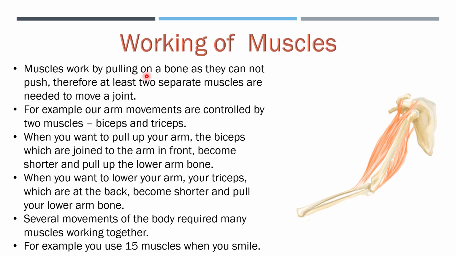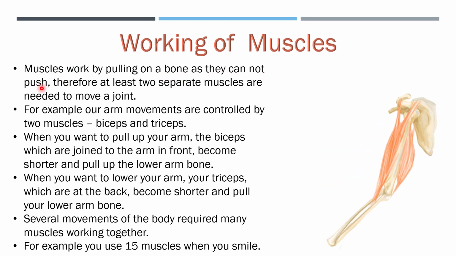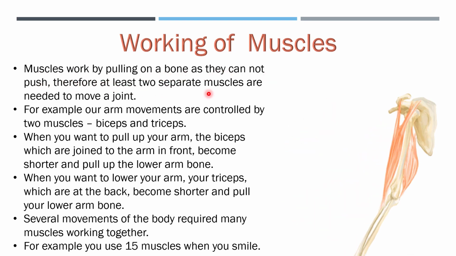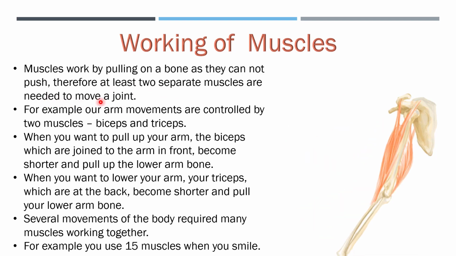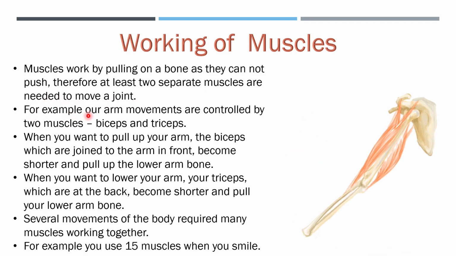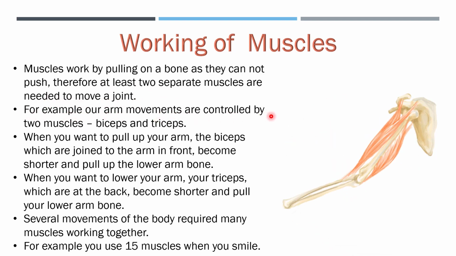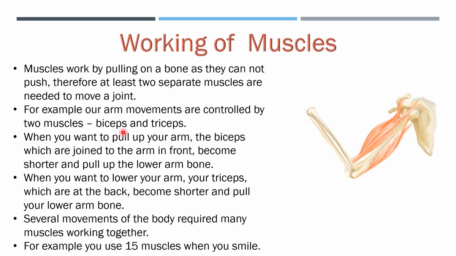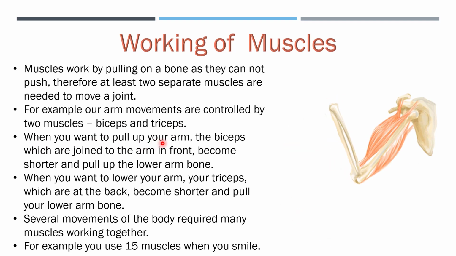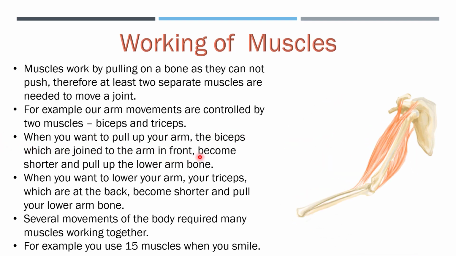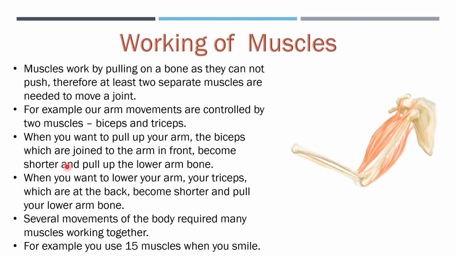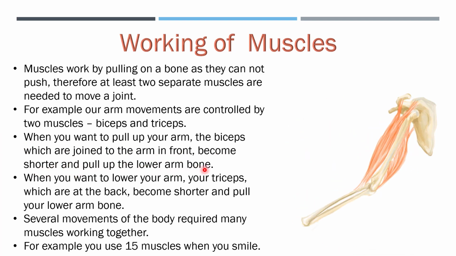Muscles work by pulling on a bone as they cannot push, therefore at least two separate muscles are needed to move a joint. For example, our arm movements are controlled by two muscles, biceps and triceps. When you want to pull your arm, the biceps, which are joined to the arm in front, become shorter and pull up your lower arm bone.